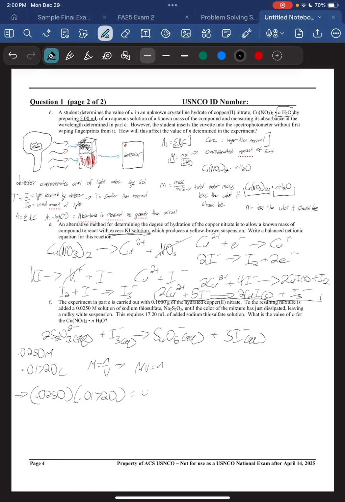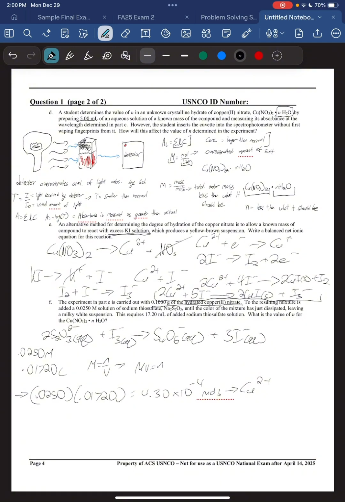And we get 4.30 times 10 to the negative 4 moles of our thiosulfate. So that means, because we have that 1-to-1 ratio we explained earlier, we actually have this many moles of our copper 2 plus. So our next step is from this, we can actually find the mass of the anhydrous copper nitrate. Remember, the 0.1 grams is of the hydrated copper nitrate. So how do we find the mass of our anhydrous copper nitrate?